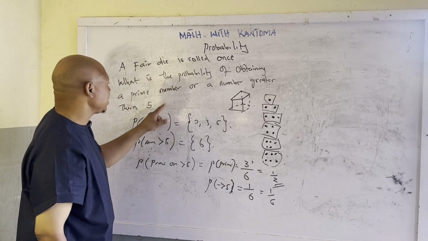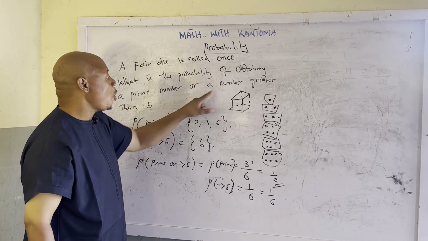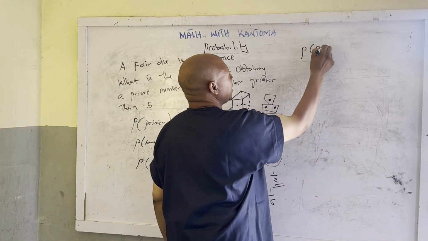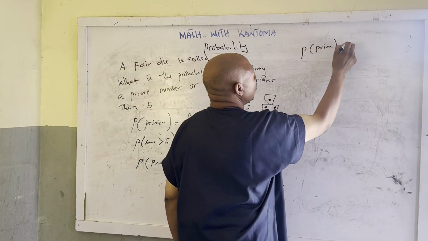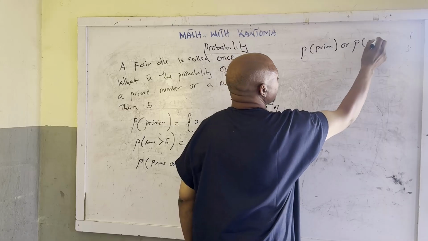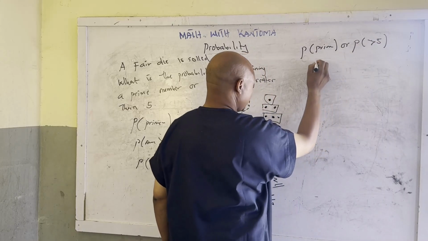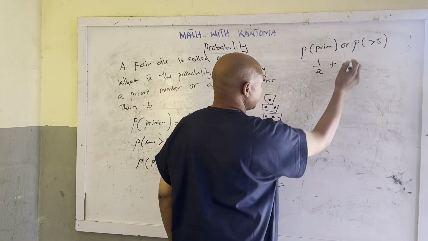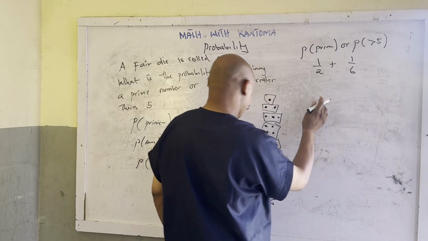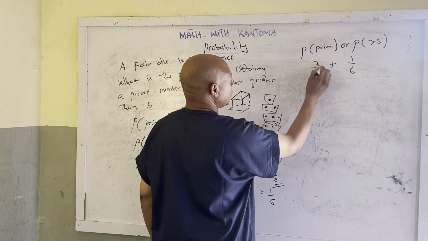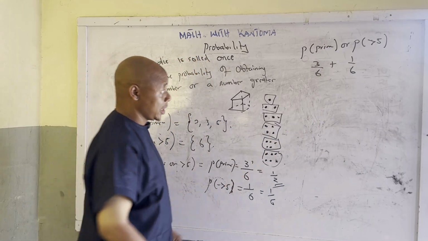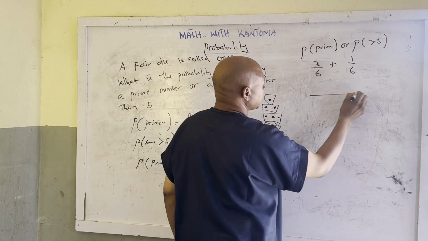But remember, they said prime number or a number greater than 5. So this is going to be the probability of picking a prime number or the probability of picking a number greater than 5. So now the prime number we said is 1 over 2 plus the probability of picking a number greater than 5, which is 1 over 6. I can say this is the same thing as 3 over 6, so that I can have a uniform LCM. It's still the same thing. So now add these two numbers. The LCM here is 6.